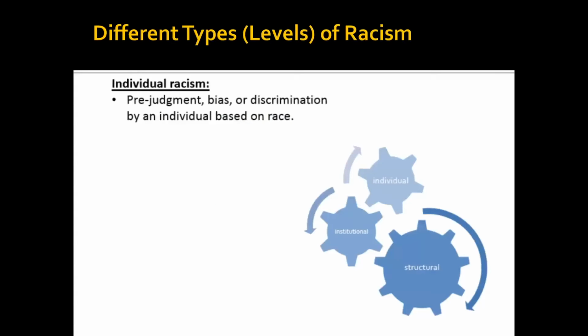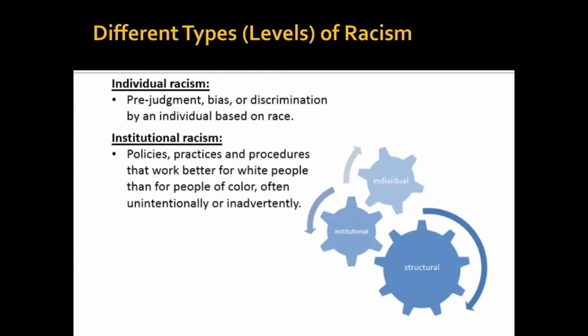So here are some different levels. You have individual racism, and this is really that dictionary definition. I wish the dictionary definition were more nuanced, but it really restricts the conceptualization of racism to this individual level, right? So prejudgment, bias, discrimination by an individual based on race.